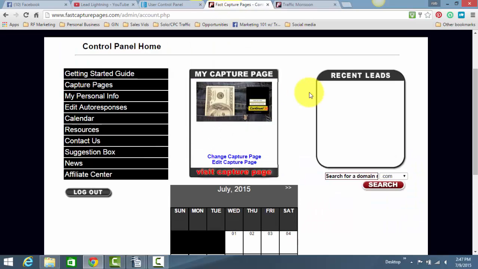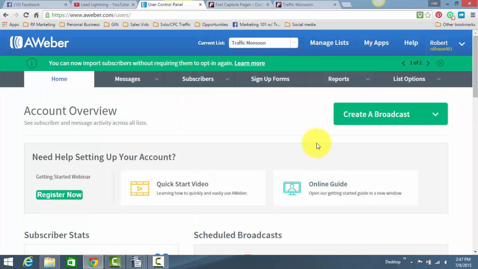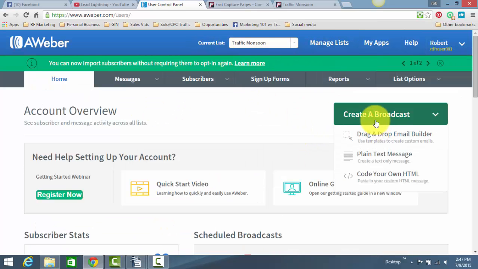And again, this is through this place called Fast Capture Pages. Fast Capture Pages, I connect this with my Aweber account, and this right here is it. Sending broadcast.